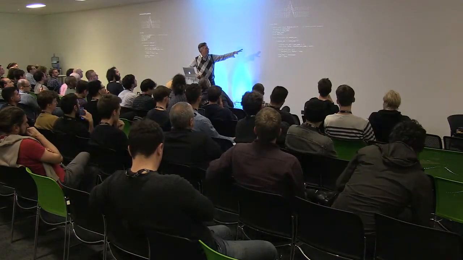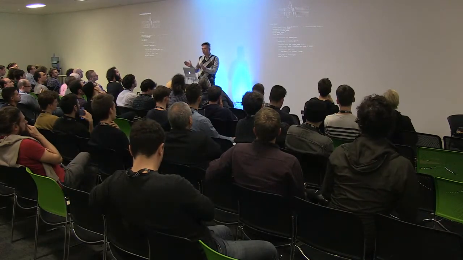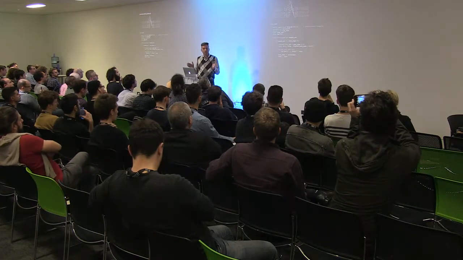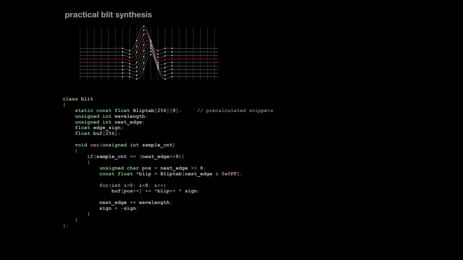I have a blip table, the wavelength, and the next edge. The nice thing about it is that most of the time, if you do blips, you do nothing. You just wait for the next edge to happen. In between, there's absolutely nothing to do, apart from the integrator, which should not really count, because as we can see later, if we work in a polyphonic or paraphonic mode, we can have only one integrator instead of integrators running in parallel.